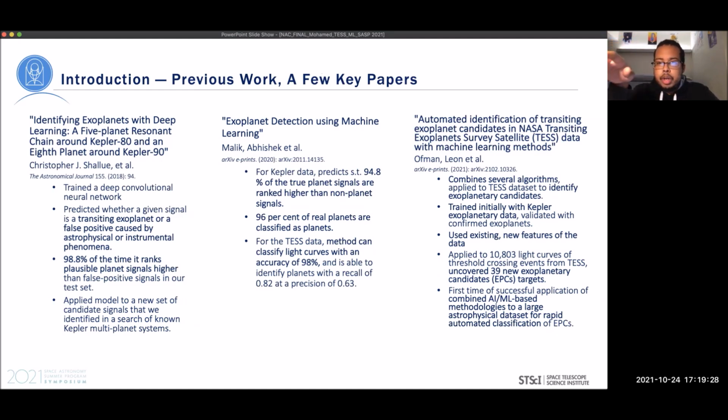The one on the right, Offman et al., was really interesting because they were able to combine both an AI approach and a machine learning approach to rapidly plow through data to find and classify light curves as possessing exoplanets. So I find this a really cool field, and I'm really excited that I got to do this summer.